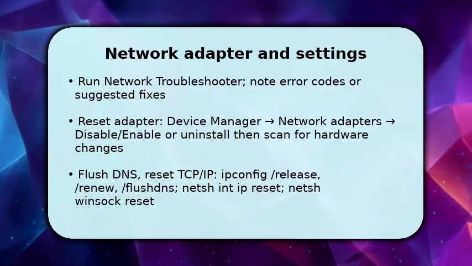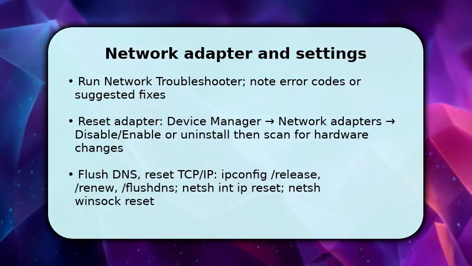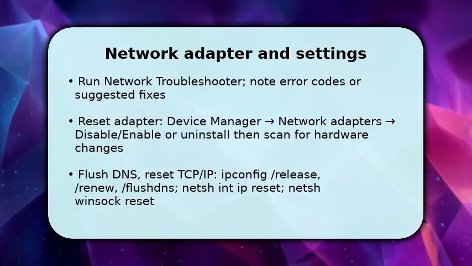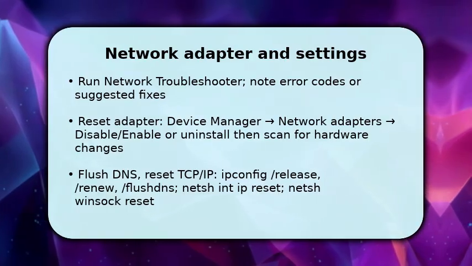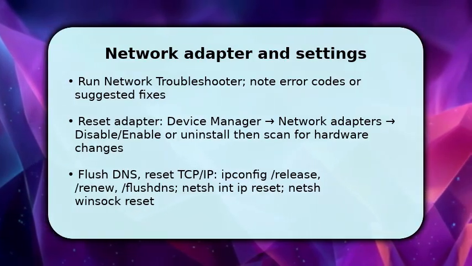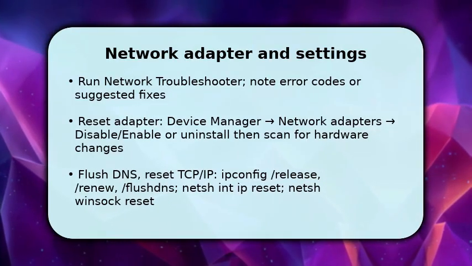Once you've isolated it to your PC, open Settings and run the Network Troubleshooter to gather clues and auto-apply simple fixes. Then in Device Manager, disable and re-enable the wireless adapter. If that fails, uninstall the driver and scan for hardware changes so Windows reinstalls it.